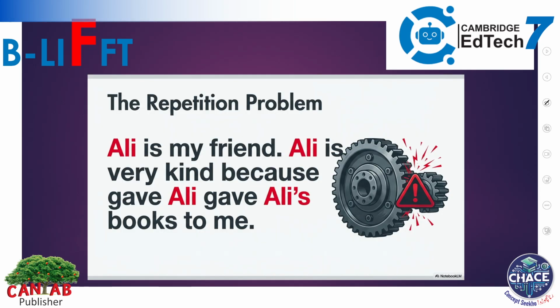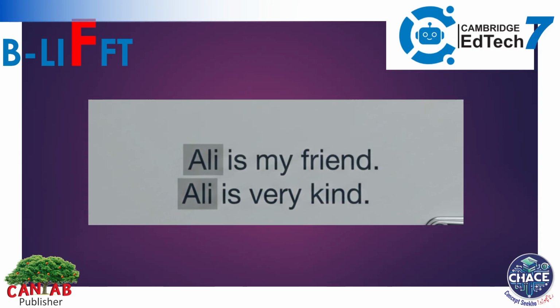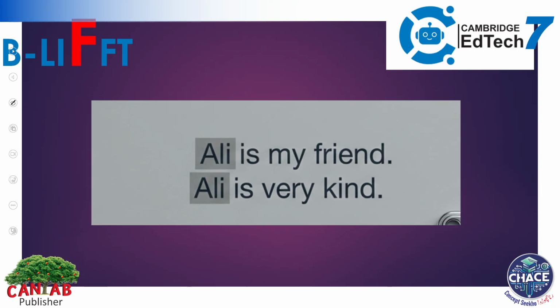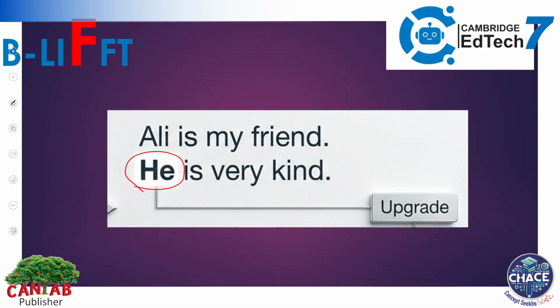What are pronouns? Pronouns are used to avoid the repetition problem. For example, if you are talking about Ali and you use his name again and again, to avoid this repetition, we use pronouns. Words used in the place of a noun to avoid repetition and make a sentence clear and smooth. For example, Ali is my friend, Ali is very kind. We just use he instead of Ali. Ali is my friend, he is very kind.